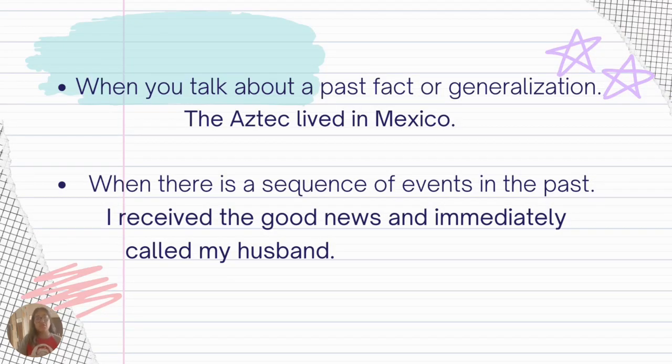And the third function is when you talk about a past fact or generalization. For example, the Aztecs lived in Mexico. And the fourth function is when there is a sequence of events in the past. For example, I received the good news and immediately called my husband.